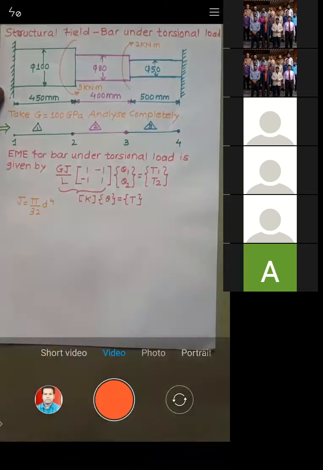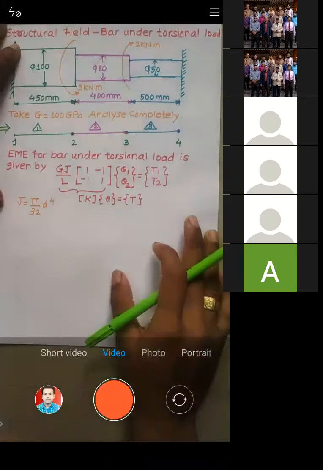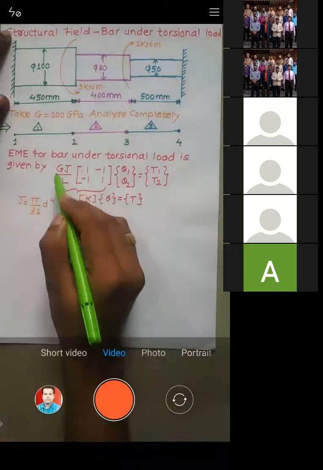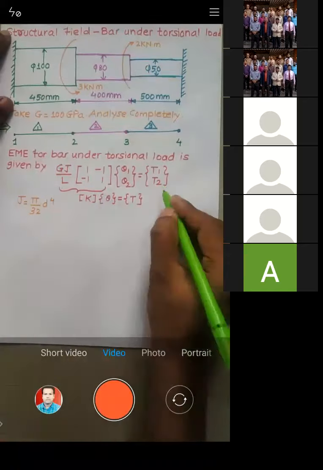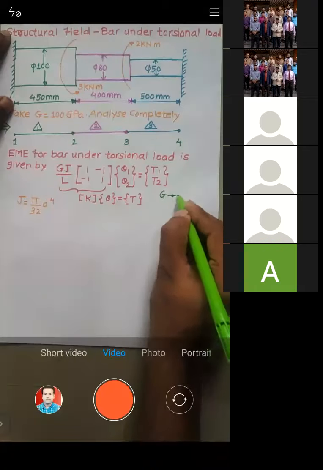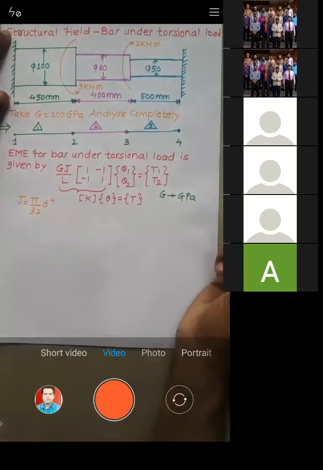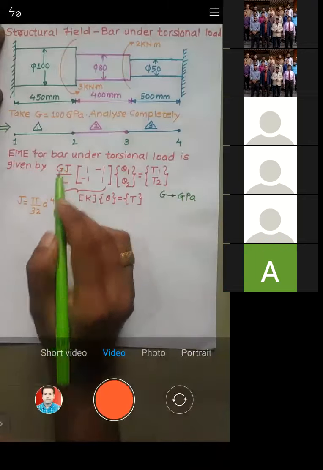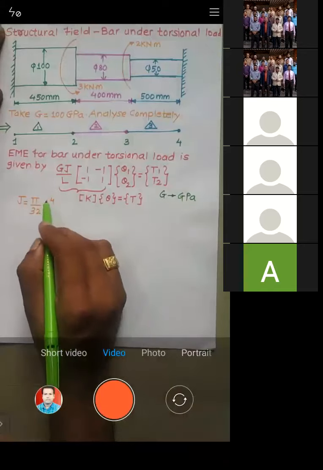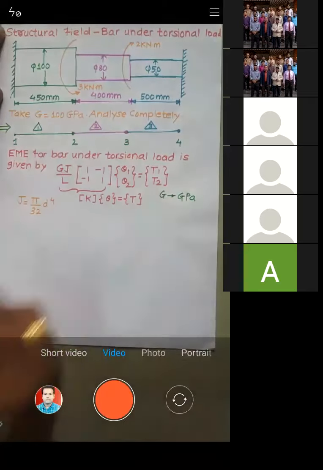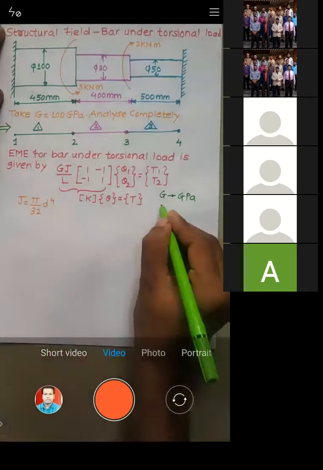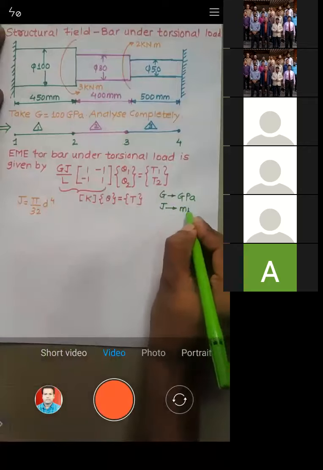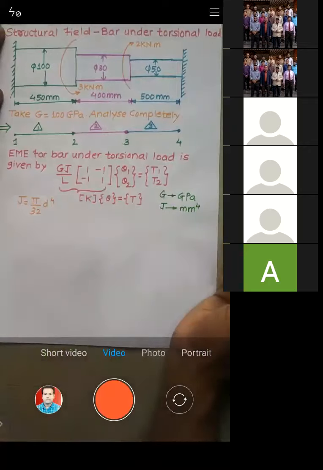Okay, if you are starting with the calculation, first check the units. Let's start with the unit of G. G is given in gigapascal. Now for calculating J, we require the diameter, and the diameter is in mm. So we will get J in mm raised to power 4.